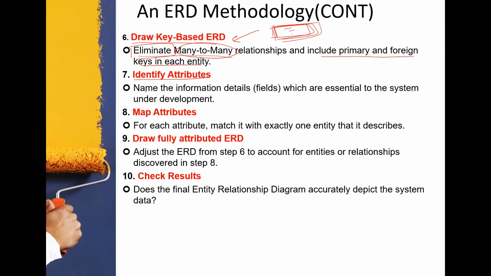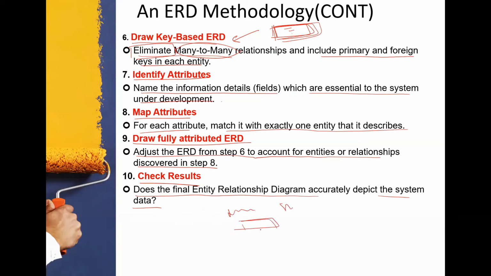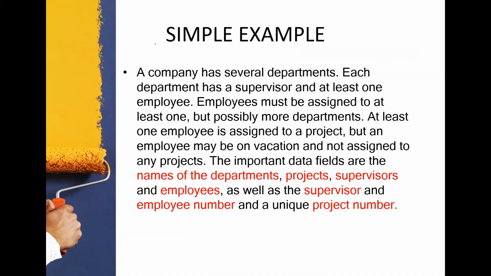So now identify attributes, name the information detail fields which are essential to the system under development. Map attribute, for each attribute match it with exactly one entity that it describes. Draw fully attributed ERD, adjust the ERD from step 6 to account for entity or relationship discovered in step 8. Okay, masukkanlah semua and check the result. So does the final ERD accurately depict the system data? Dia memenuhi tak? Apa yang awak nak simpan ada tak? Kalau you nak simpan nama student, ada tak? Bila student masukkan nama, ada tak tempat nak simpan tu? You wujudkan tak dia punya attribute? Tu maksud dia.